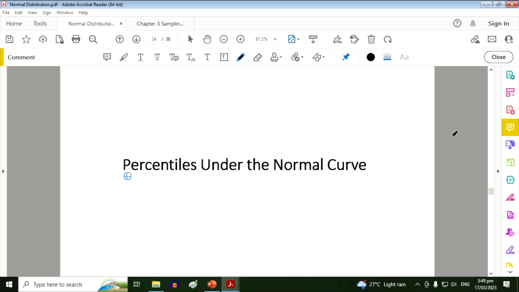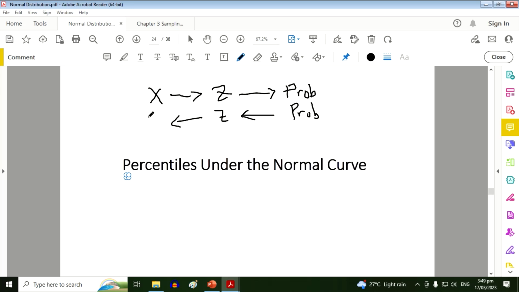Next, we'll discuss the percentiles under the normal curve. Our previous discussion started from a random variable x, and then we converted it to z, and then we found its probability or its area. Now, we will start with the probability or the area, and then we will find its z. Afterwards, we will convert this back to x.